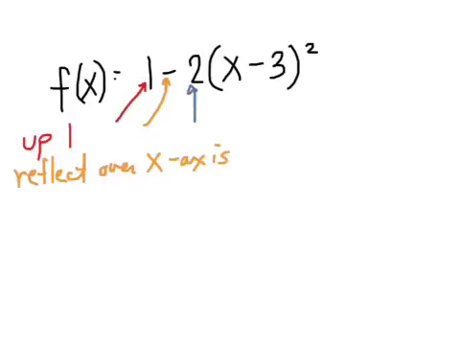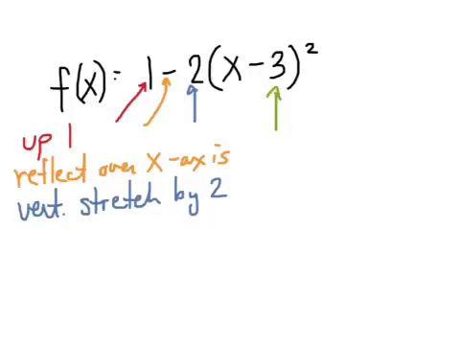Third piece is the 2. 2 is being multiplied on the outside. So we are going to vertical stretch by 2. And the last piece that's involved is this one. That would move it to the right 3.